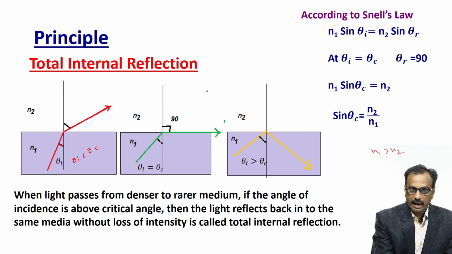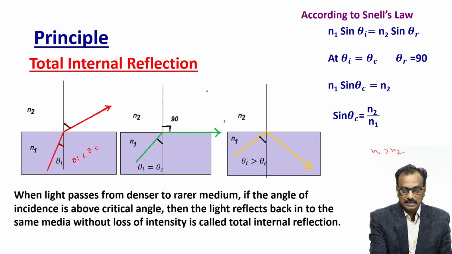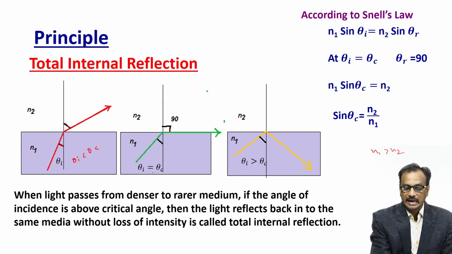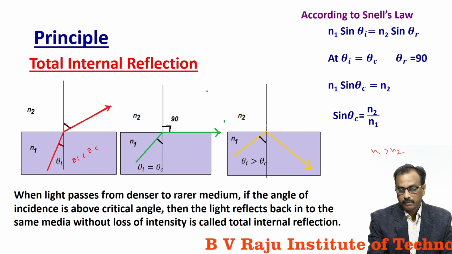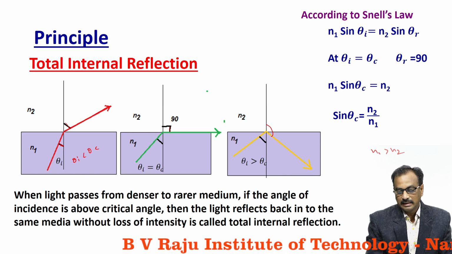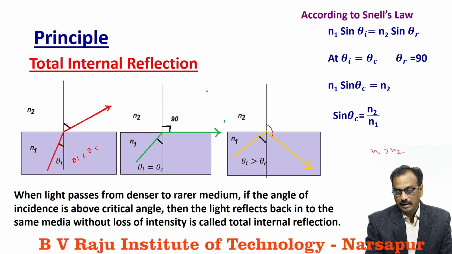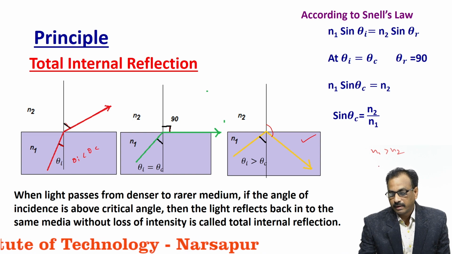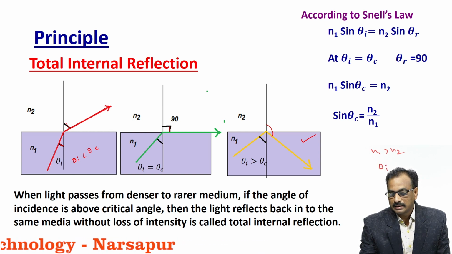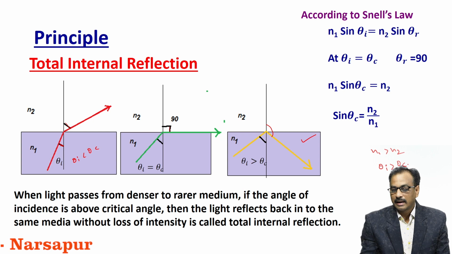In the second case, as the angle of incidence increases, the angle of refraction also increases. At one particular angle of incidence, the angle of refraction becomes 90 degrees. This angle of incidence is called the critical angle. In this case, the light ray travels along the core and cladding interface. Now, the angle of incidence increases more, and the angle of refraction also increases. In this case, the light ray gets total internal reflection. This is the required condition for total internal reflection, that is, theta I must be greater than the critical angle.